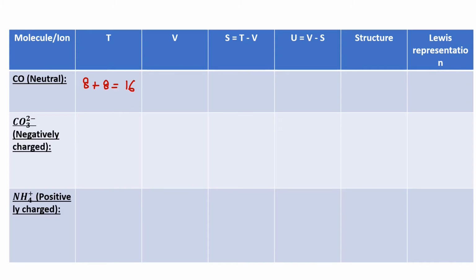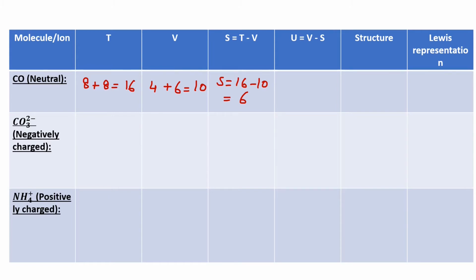Next is to calculate the capital V, which is valence electrons. For carbon, the number of valence electrons is 4, and for oxygen the number of valence electrons is 6. So the total will be 10. As it is a neutral molecule, we will not add or subtract anything from this. Next is the calculation of capital S. Capital S is T minus V. So S would be 16 minus 10, and this would give the value of 6. So this 6 is the number of shared electrons.